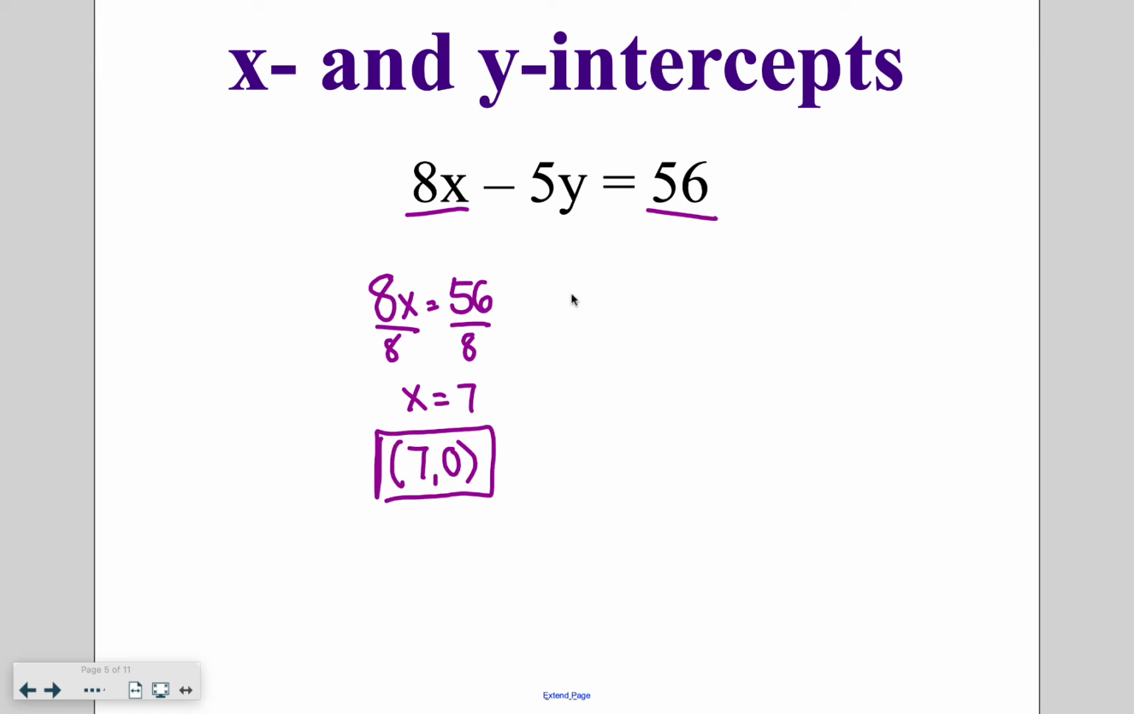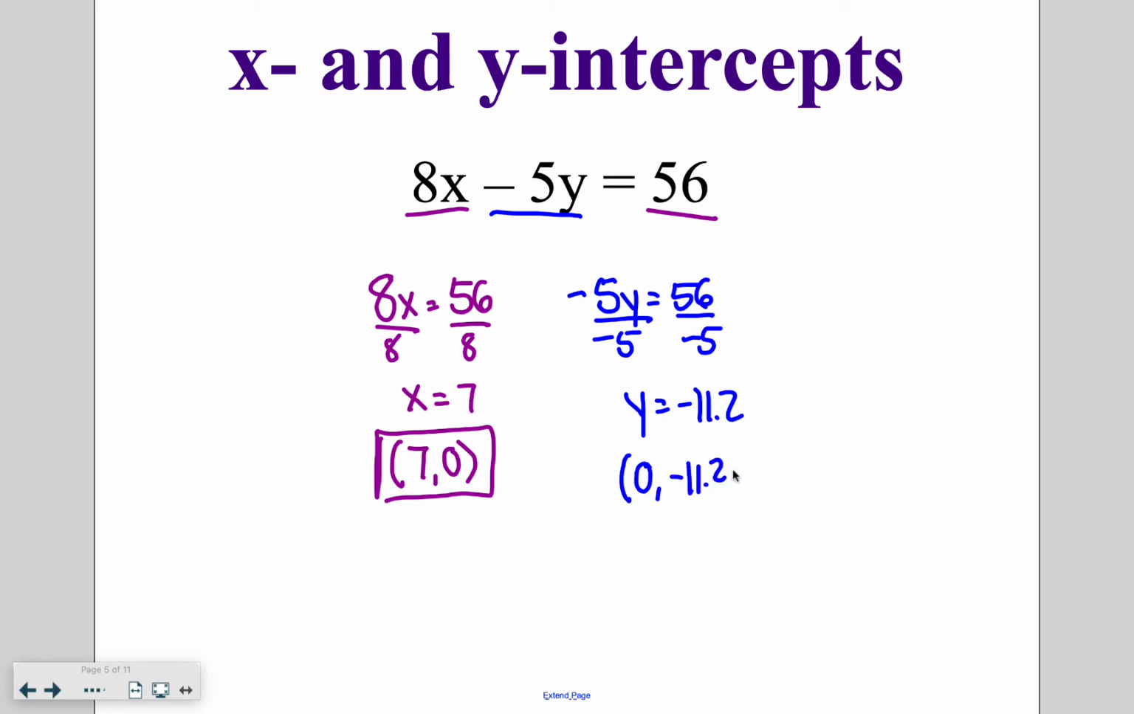When I do my y-intercept, notice this time it is a negative 5y. So I would set negative 5y is equal to 56. When you divide by negative 5, we get y is equal to negative 11.2. So your coordinate is 0, negative 11.2. If you preferred to write it as a fraction, you could write it as 0, negative 11 and 1/5. So we have that point where it crosses our y-axis. So for our x and y intercepts, we solve for x or we solve for y.